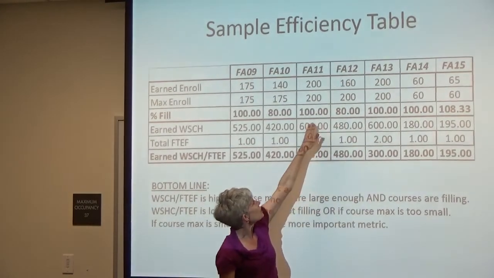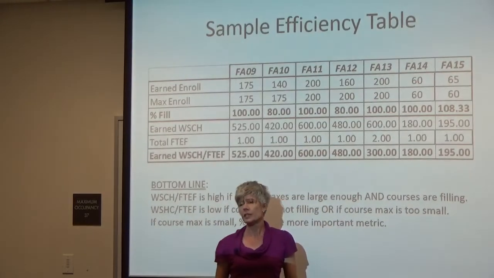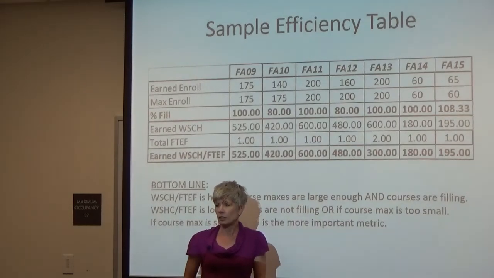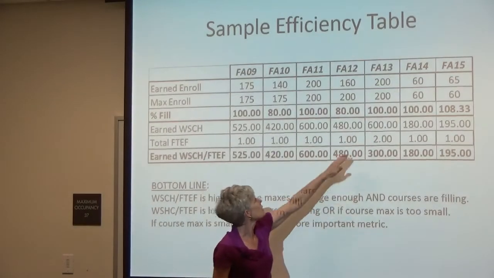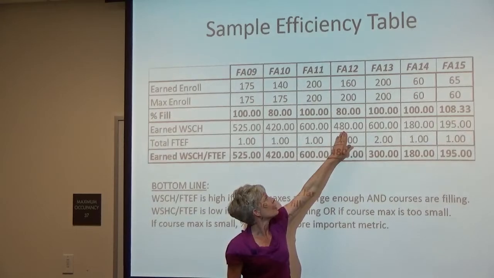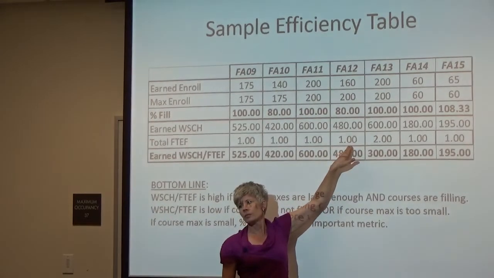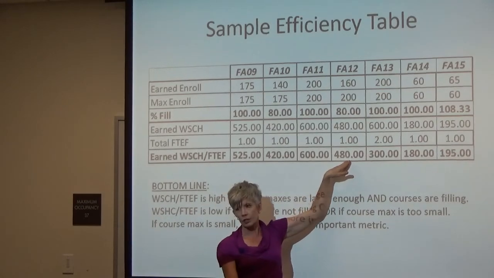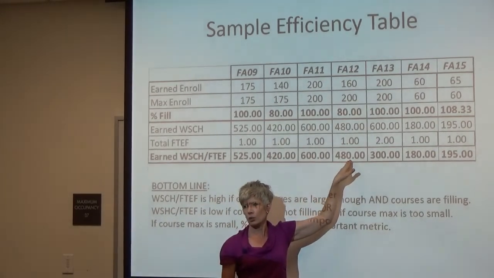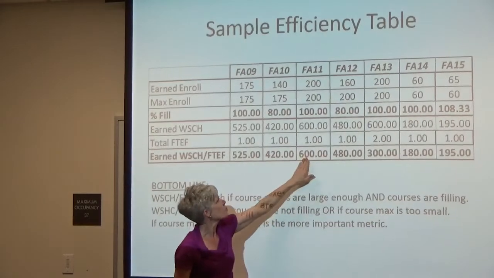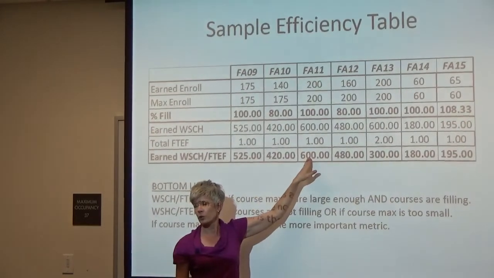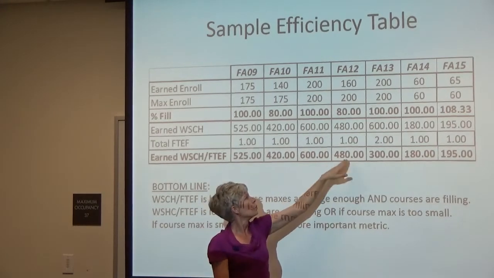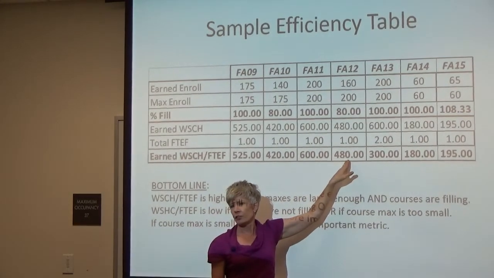If we have the same scenario where our max enrollment is up there at 200, but we only have an 80% fill, because not every seat filled in our courses, we have less earned wish. We have the same FTEF. We have a lower earned wish per FTEF because our courses didn't fill. So even though it's possible for us to be over 525 if every seat were filled in our course, we may be below that if our courses don't fill.